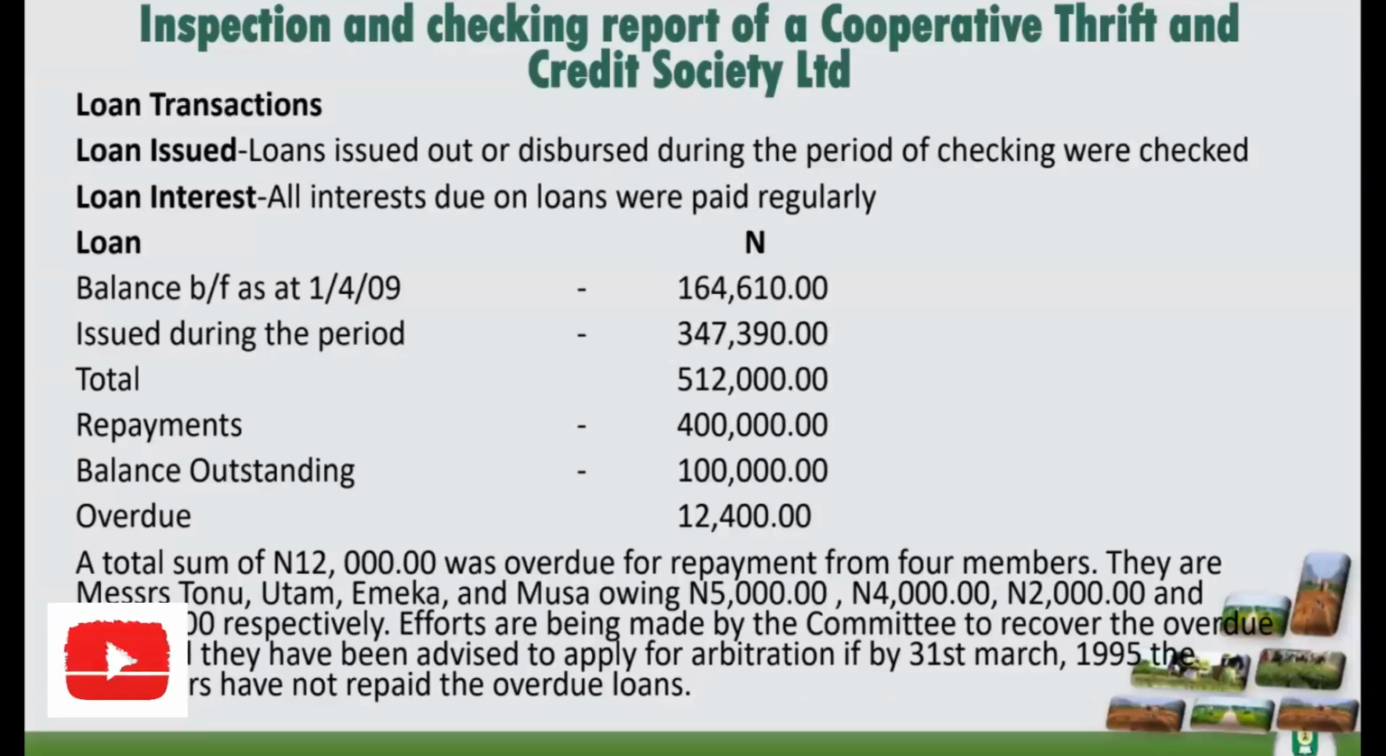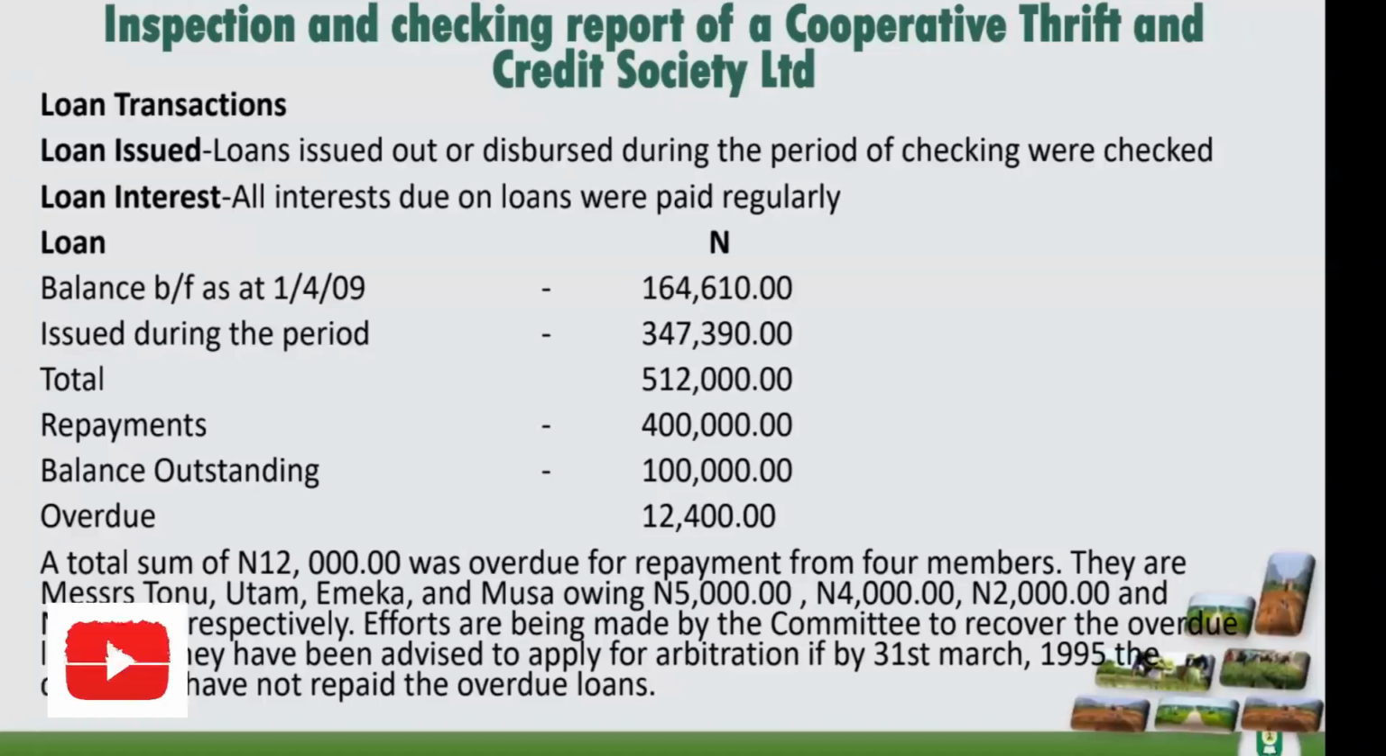They are Messrs. Tonu, Utam, Emeka, and Musa, owing 5,000, 4,000, 2,000, and 1,000 respectively. Efforts have been made by the committee to recover the overdue loans, and they have been advised to apply for arbitration if by 31st, 2005, the defaulters have not repaid the overdue loans.